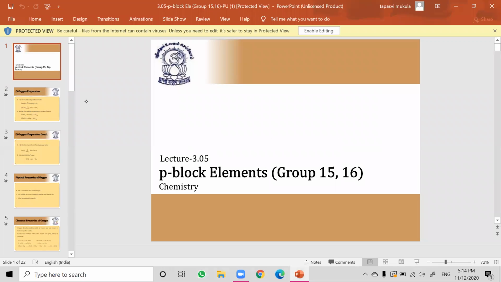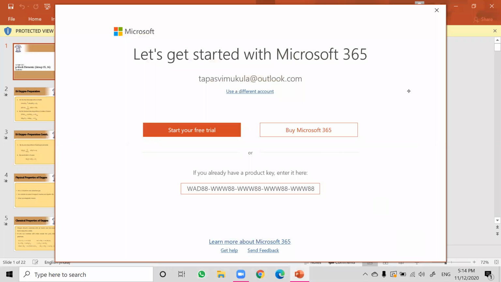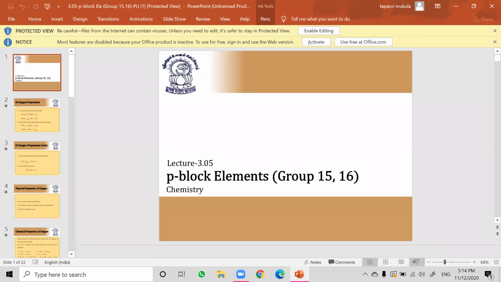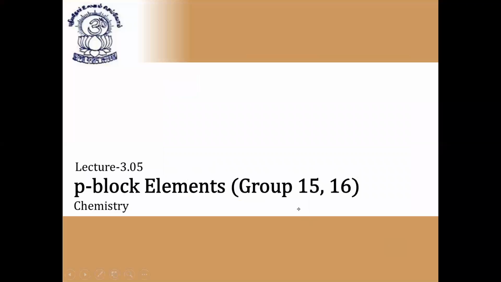Since we have already completed the general physical properties and chemical properties along with some other additional properties, in this session we are going to do the preparation and properties of oxygen and sulfur compounds. Let us see now.